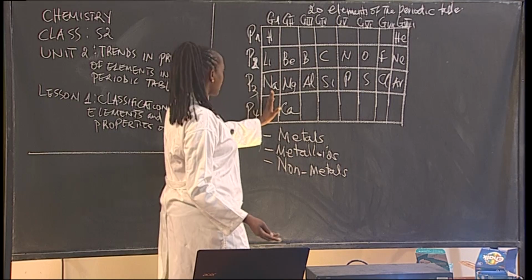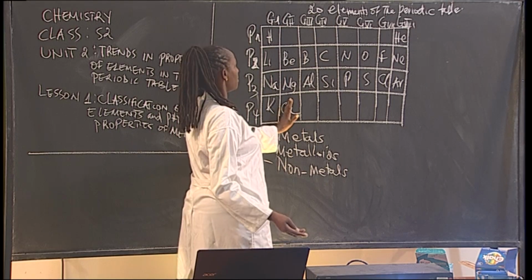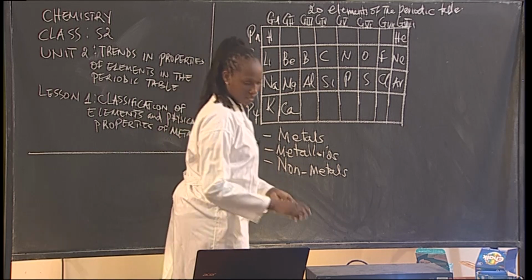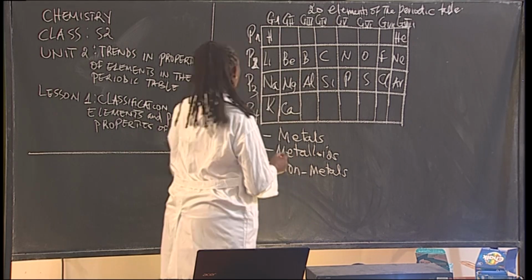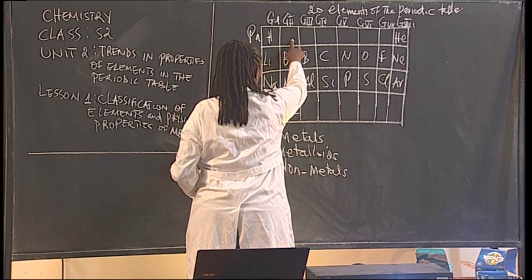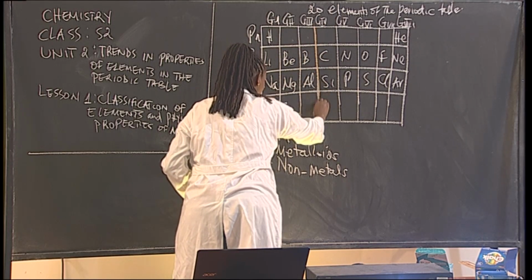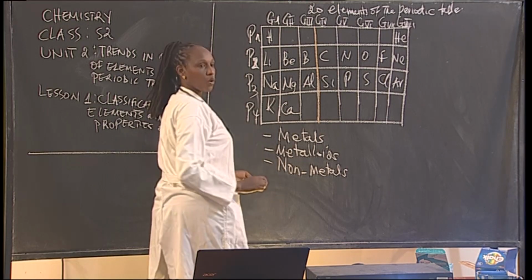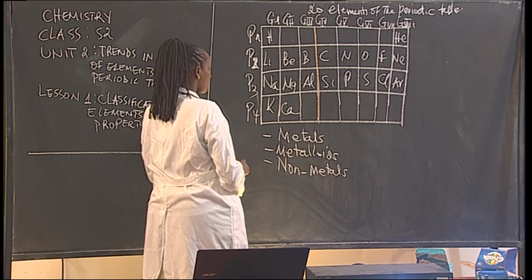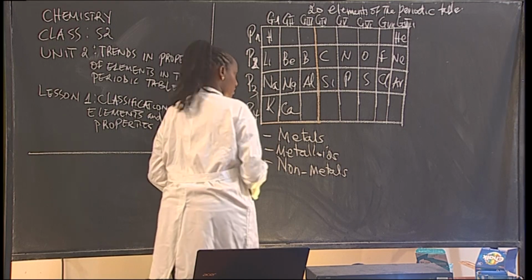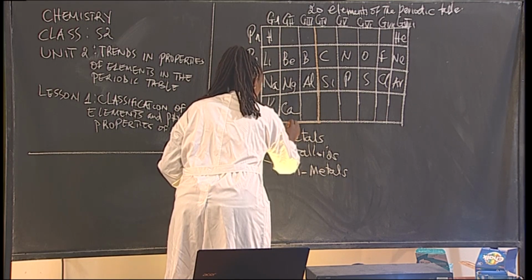the group 1 elements, group 2 elements, and group 3 elements, these ones here, group 1, group 2, group 3. Maybe I can use a separate color. We call them metals. So these are metals. All right? These are metals. Write M here.